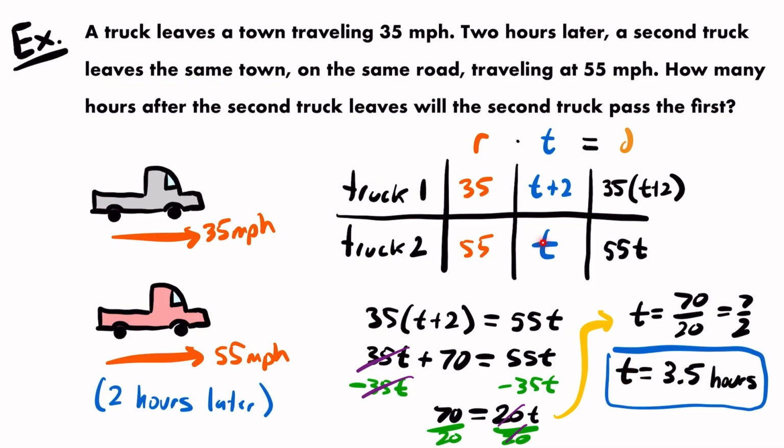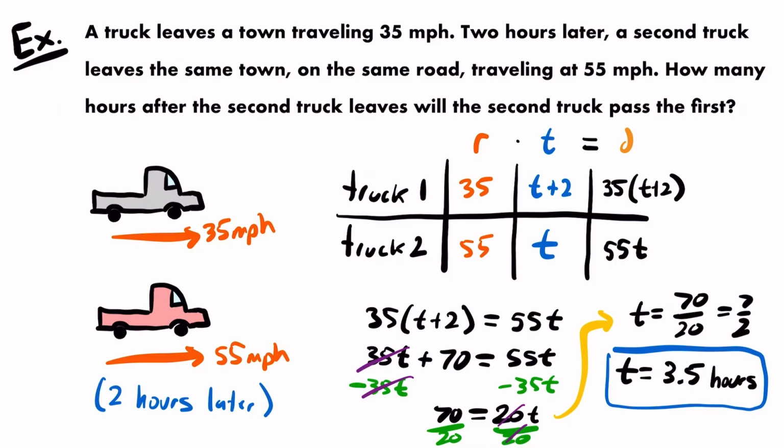Remember that we let t be the amount of time for truck 2, which is exactly what we wanted to find here. We have now determined that if truck 1 is moving at 35 miles per hour, and then 2 hours later, truck 2 starts moving at 55 miles per hour, it will eventually catch up to that truck and then overtake it after 3.5 hours. That is what we have found here. Okay, and so that is it for this problem.